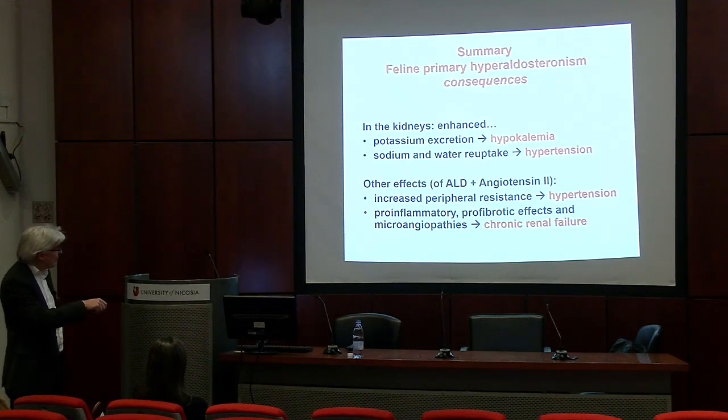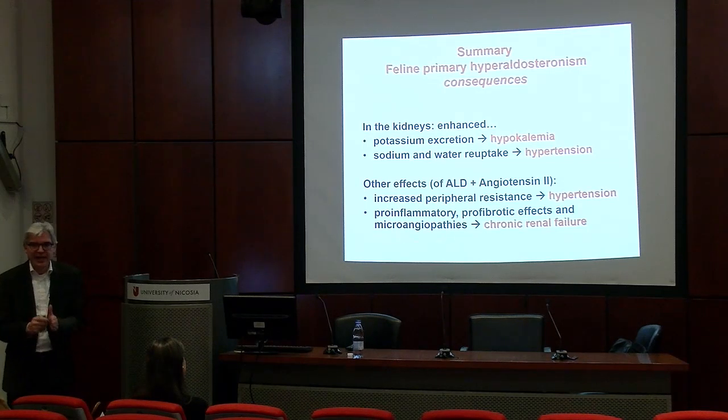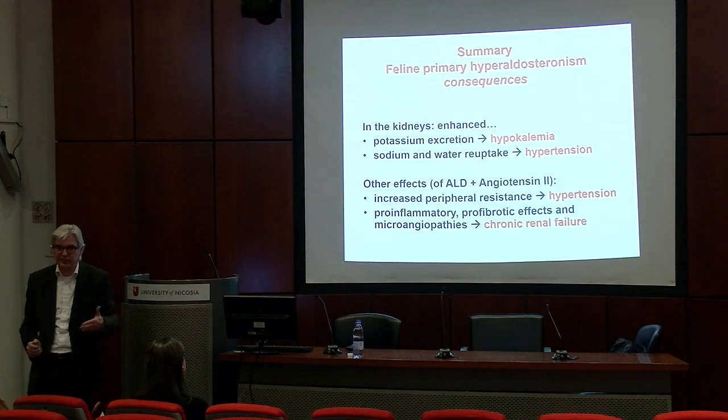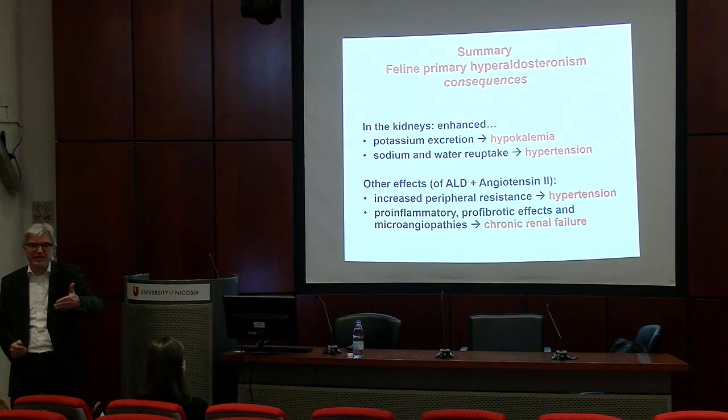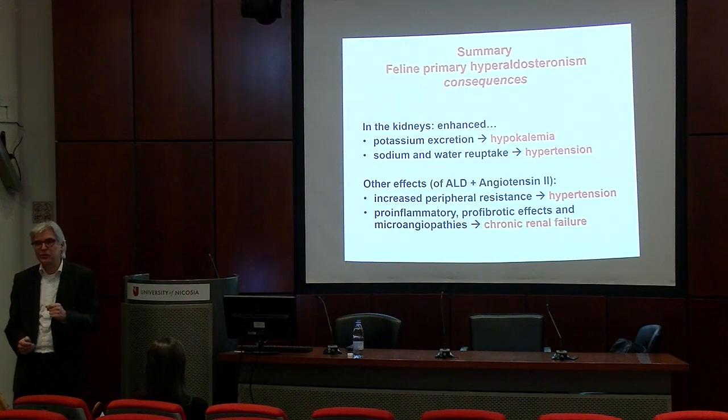And this combination may result in so-called pro-inflammatory, pro-fibrotic effects and microangiopathies. And in human medicine, you see that in the heart. So quite a lot of people with this disorder have problems with the heart and the blood vessels. And in the brain. And in cats, you mainly see it in the kidneys.